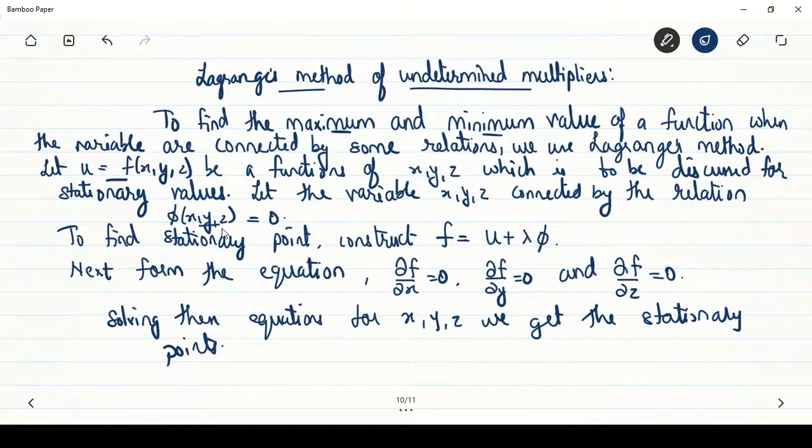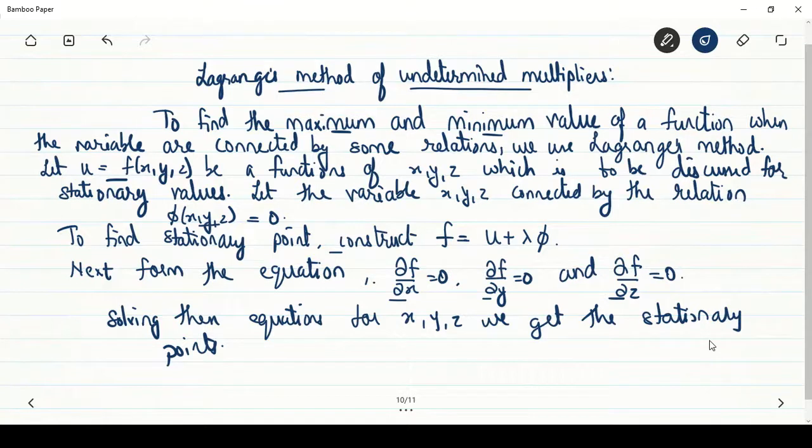To find the stationary points, we construct a new function f equals u plus lambda phi. This lambda is called the undetermined multiplier. Next, from this equation f equals u plus lambda phi, we find the partial derivatives of f with respect to x, y and z, and equate those equations to 0. We will solve these equations to get the values of the stationary points.